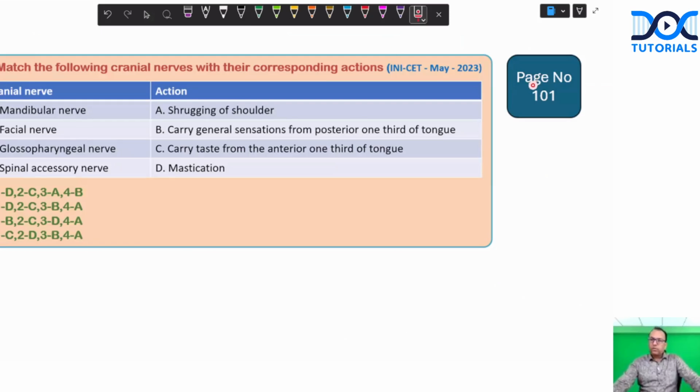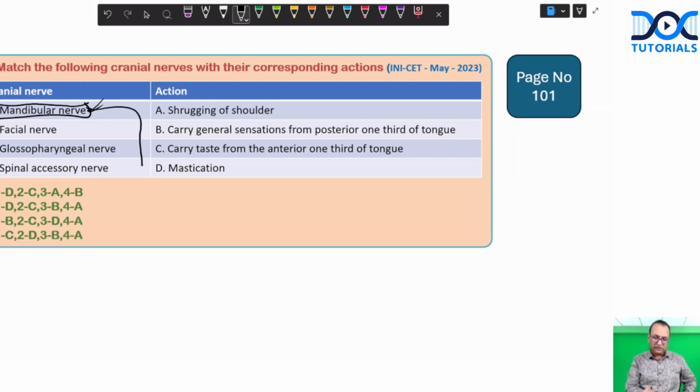So when you look at page number 101, you will find in the workbook INI-CET May 2023, not very long back: match the following with their corresponding action. Let us see what is this mandibular nerve. Mandibular nerve is sensory motor. It will supply skin on the mandible. It also supplies the lower teeth area, and it will also control the muscles of mastication developing in first arch.